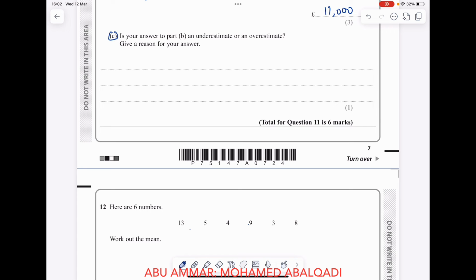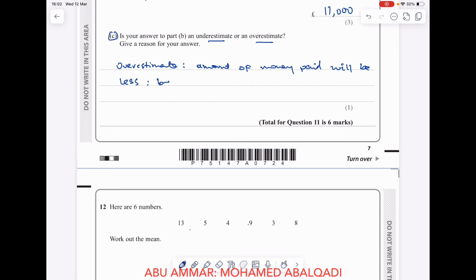Question 11C says, is your answer to part B an underestimate or an overestimate? Give a reason for your answer. We say this is an overestimate. Why? Because the true amount of money paid will be less. Why? Because the values were rounded up. This is why we say it is an overestimate.